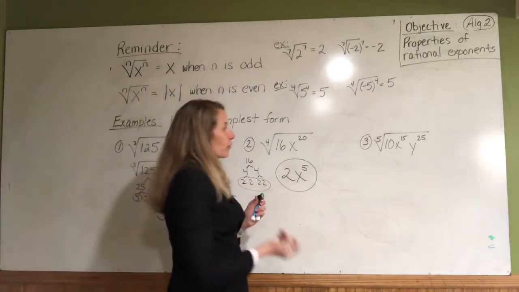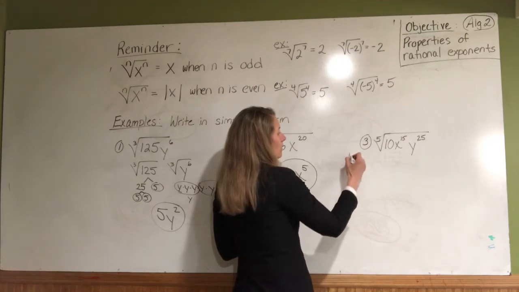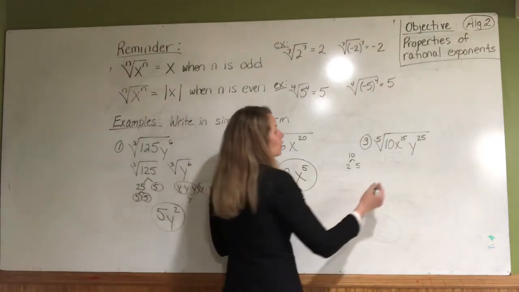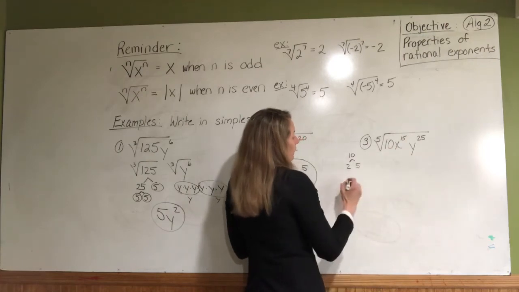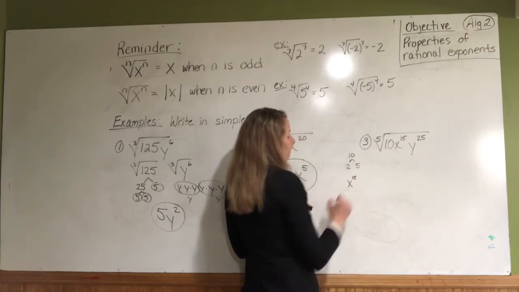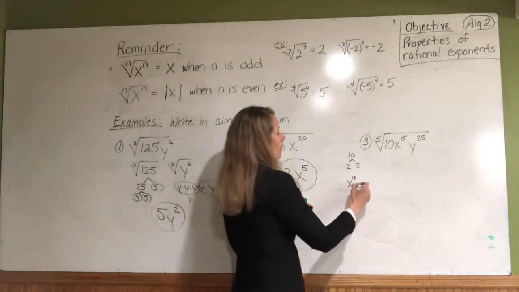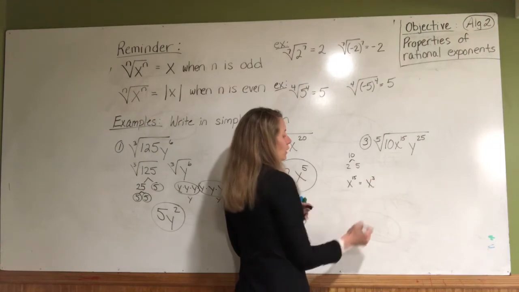Then finally on number 3, this time if I go to break up my 10, it only goes down into 2 and 5. Clearly there's not a group of 5 factors that are the same. So we know that that's going to stay in there. Well, let's look at the x to the 15 now. If I have x to the 15, how many groups of 5 am I going to get out of there? Well, 15 divided by 5 is 3, so I'm going to end up with x cubed.